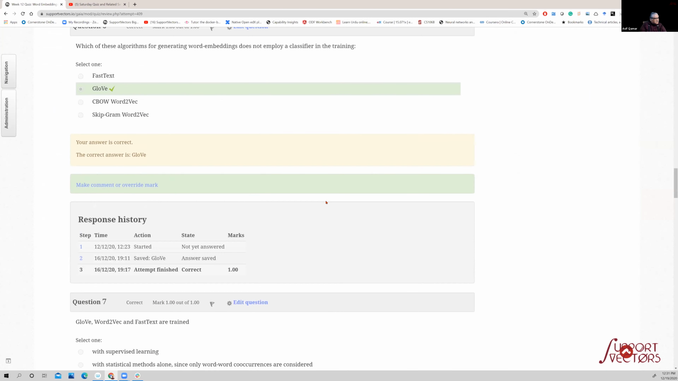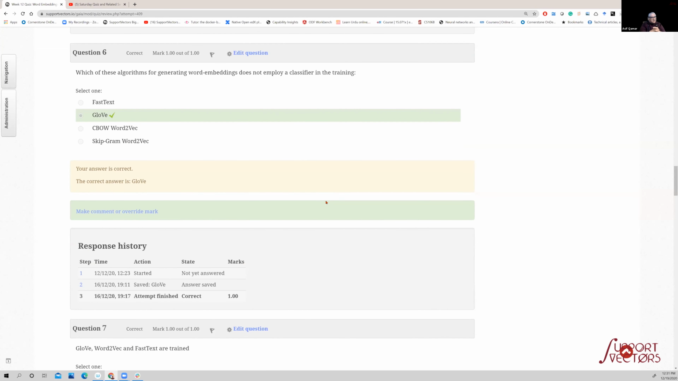Next question. Which of these algorithms for generating word embeddings does not employ a classifier in the training? For this, of course, you had to know a little bit about each of them. Do you remember that in word2vec we have a softmax? At the end, you do have a softmax, and you do a dot product of that softmax and so on. So you very much have a classifier at the end of it. You don't quite use it like that, but okay, for what it is worth. GloVe does not have that. GloVe just works off the global probabilities, sort of.